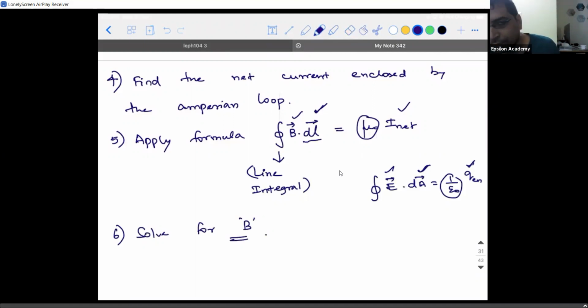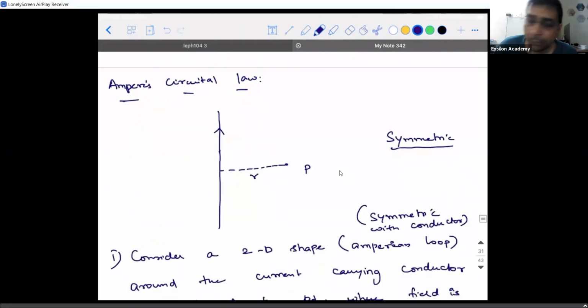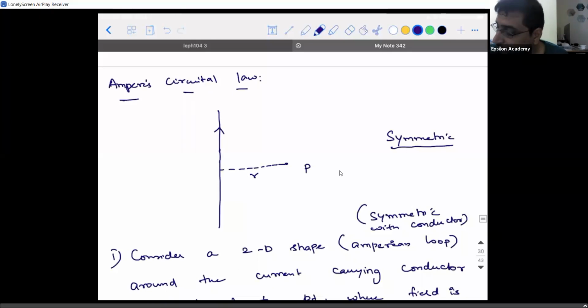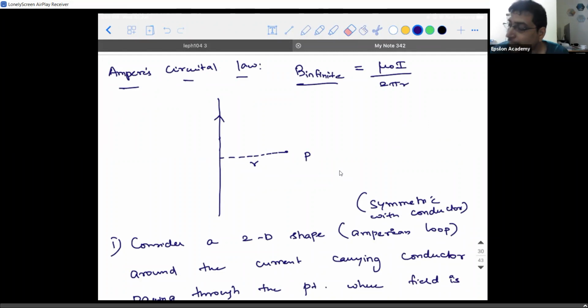Okay, shall we apply it? With the hope that you guys have written it, I'm going to start applying it for the conductor here. So I'm going to apply Ampere's circuit law to derive the magnetic field due to an infinite length wire. So what is the magnetic field due to an infinite length wire? You already know this. It is mu naught I divided by 2 pi r. Right. We got this answer using Biot-Savart law itself. But now we are going to derive the same expression using Ampere's circuit law.